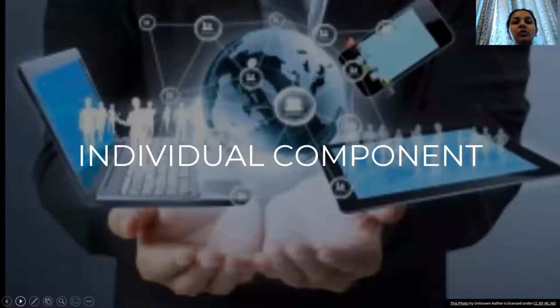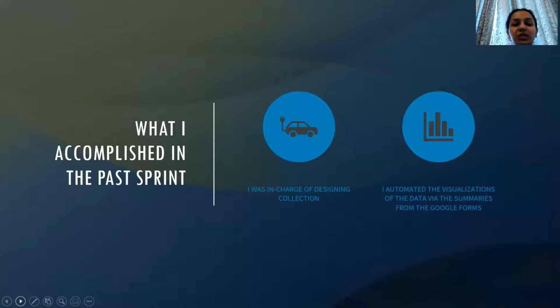Moving on, now I will talk about the individual components, what I accomplished in the past sprint. I was in charge of designing the collection. I did the qualitative and quantitative analysis. We collected the information, we made a questionnaire, then I analyzed it through the quantitative and qualitative methods. I automated the visualization of data with summaries from the Google data.